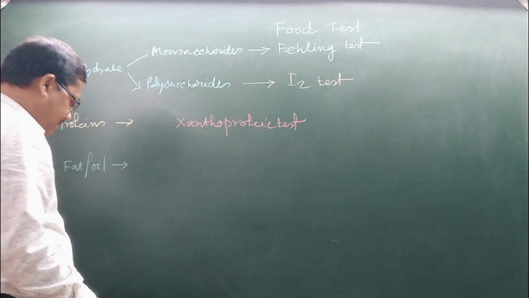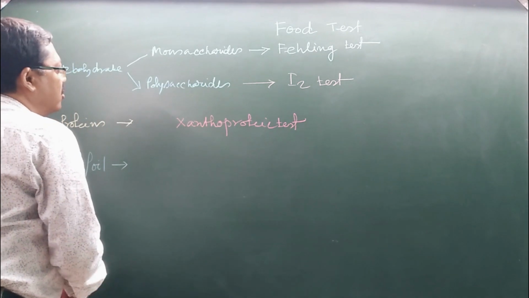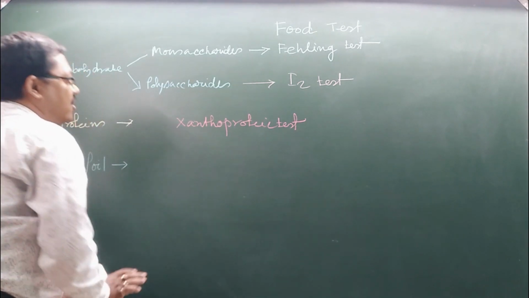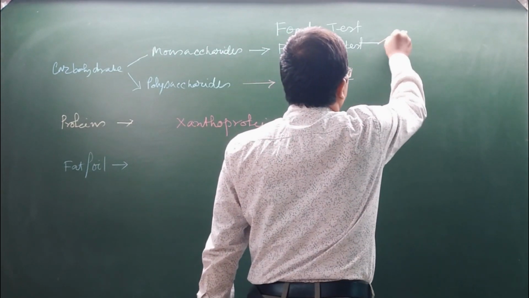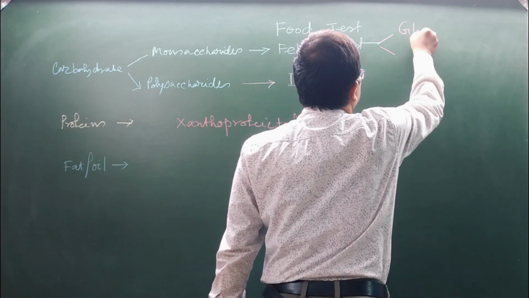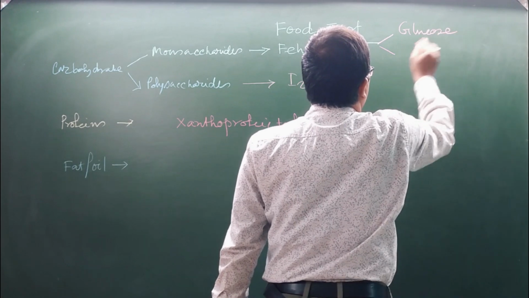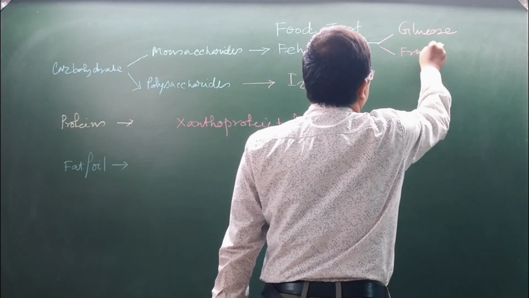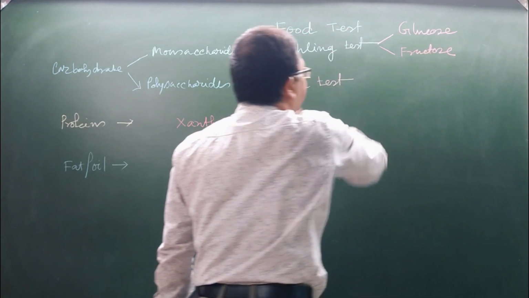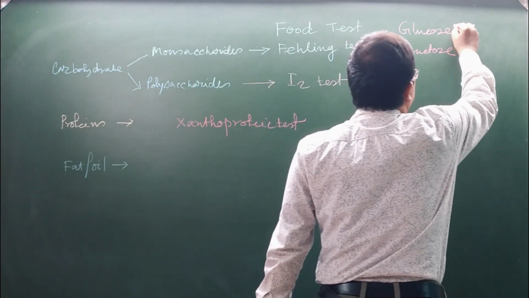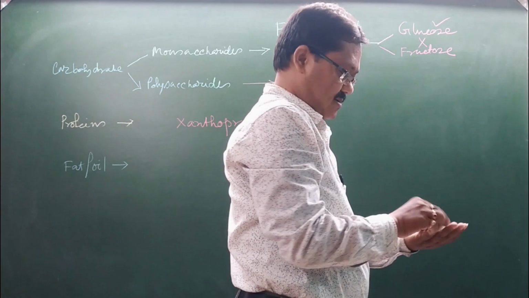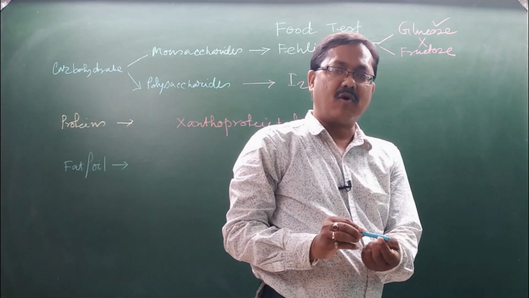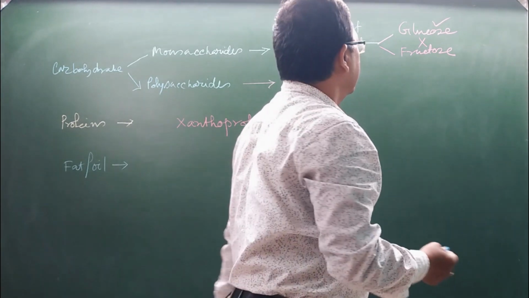Monosaccharide. First, the food identification is monosaccharide. What are the principal monosaccharides? Glucose and fructose. By the Fehling test, glucose will be identified, fructose will not. Why can we identify glucose but not fructose?